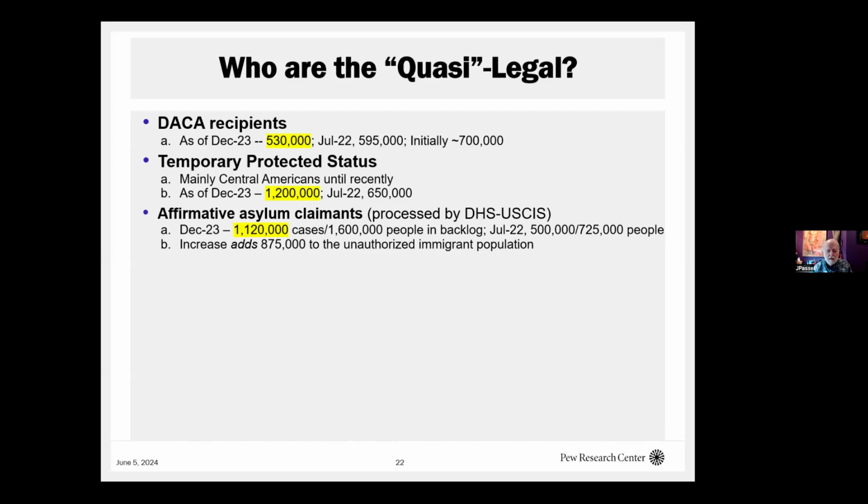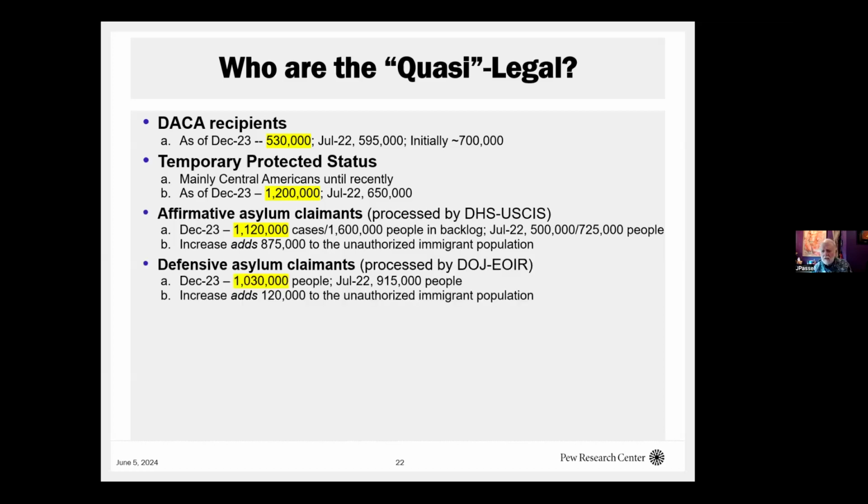Affirmative asylum applicants are people who come forward to claim asylum. They're processed by Homeland Security. There's about 1.6 million people in the backlog now. As recently as July 22, it was 700,000. So these do represent almost 900,000 new additions to the unauthorized immigrant population.